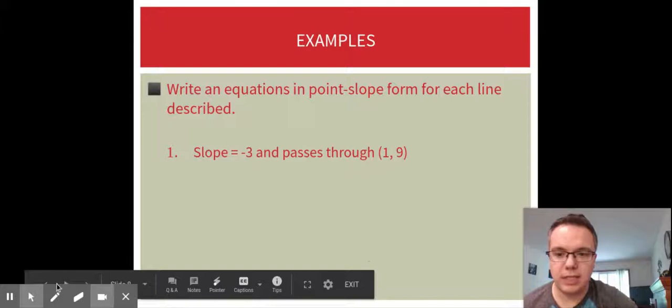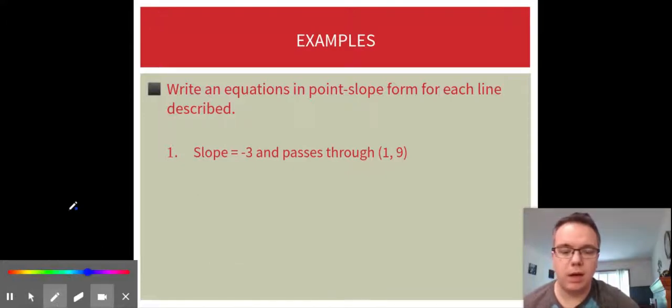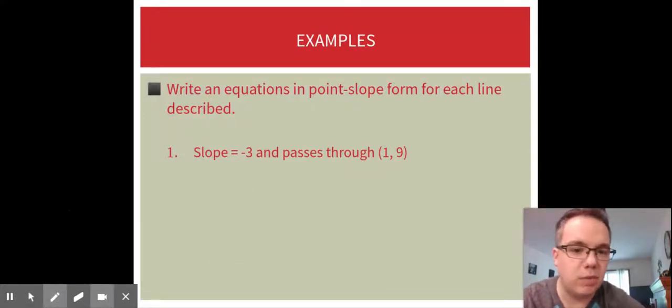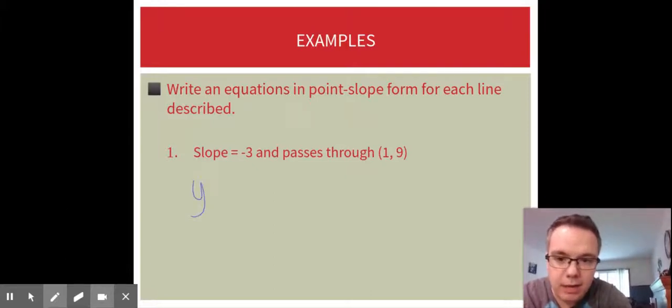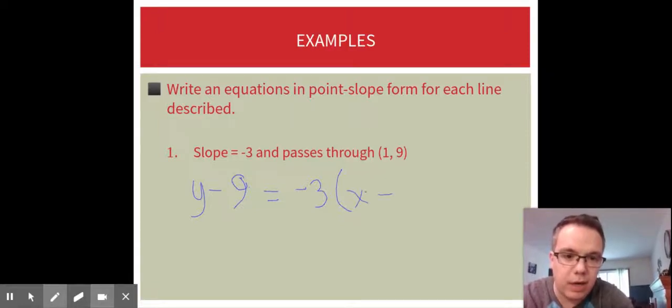So here's our first example. We have a slope of negative 3, and we pass through (1, 9). In slope-intercept form, we would have had to find the y-intercept. But here we just need a slope and a point, which is what we have. So we're going to take y minus our y-coordinate, which is 9, and set it equal to our slope, negative 3, times x minus our x-coordinate, which is 1.